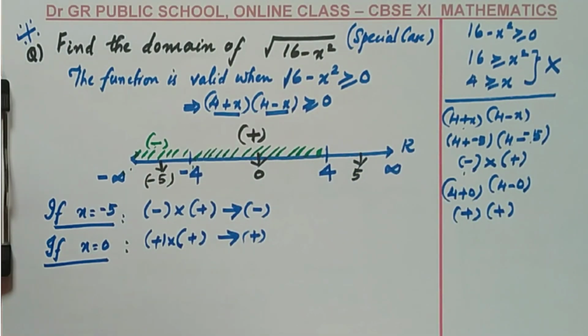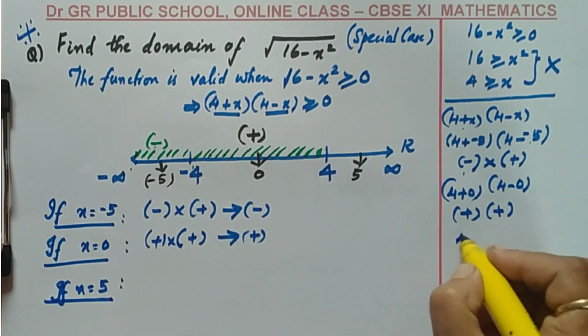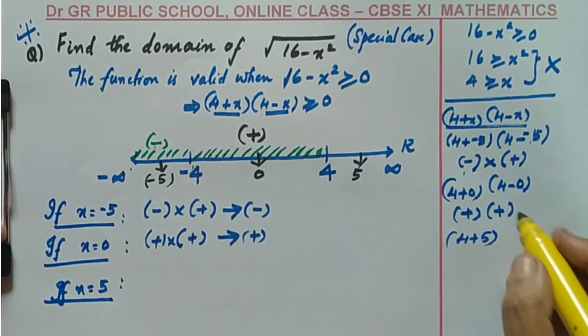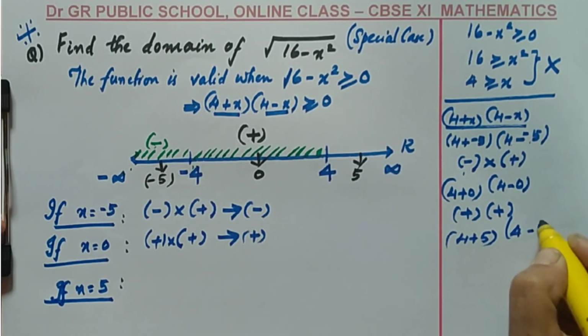Surely 5 lies between 4 and infinity. Any value you can take, the values are random. So, if x equal to 5, what happens to the function? When x equal to 5, this is your basic function, 4 plus 5 in one bracket into 4 minus 5 in the other bracket.